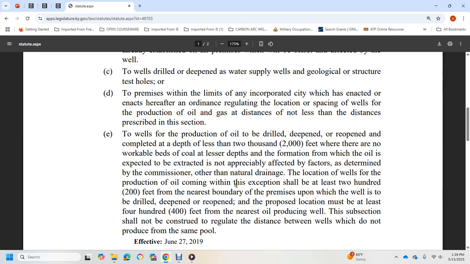the location of wells for oil production coming under the exemption shall be at least 200 feet from the nearest boundary of the premises on which the well is to be drilled, deepened, or reopened. The proposed location must be at least 400 feet from the nearest oil-producing well. This subsection does not regulate the distance between wells which do not produce from the same pool.